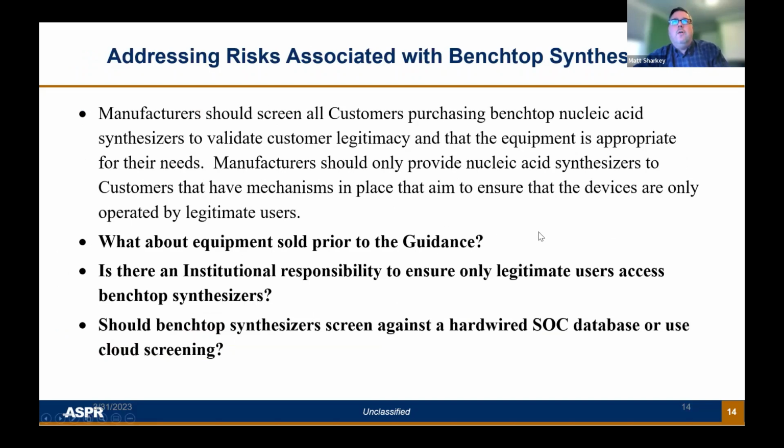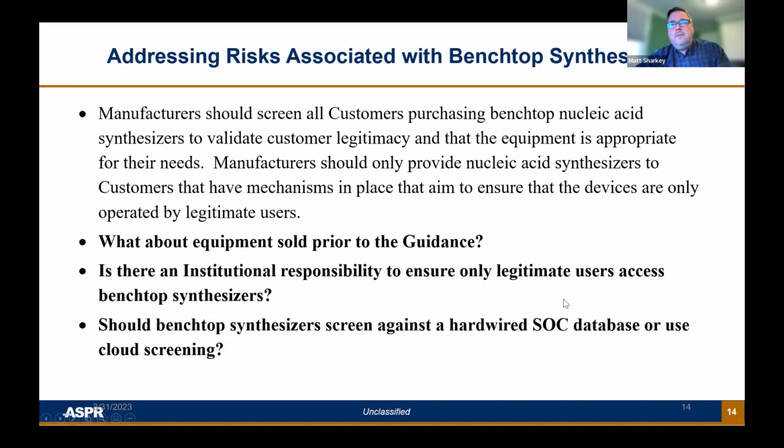We also are hoping to address the risks associated with benchtop synthesizers. So this guidance indicates that manufacturers should screen all customers purchasing benchtop nucleic acid synthesizers to validate customer legitimacy, and they should only provide those synthesizers to customers that have a legitimate need and have mechanisms in place to ensure that they are only operated by legitimate users.